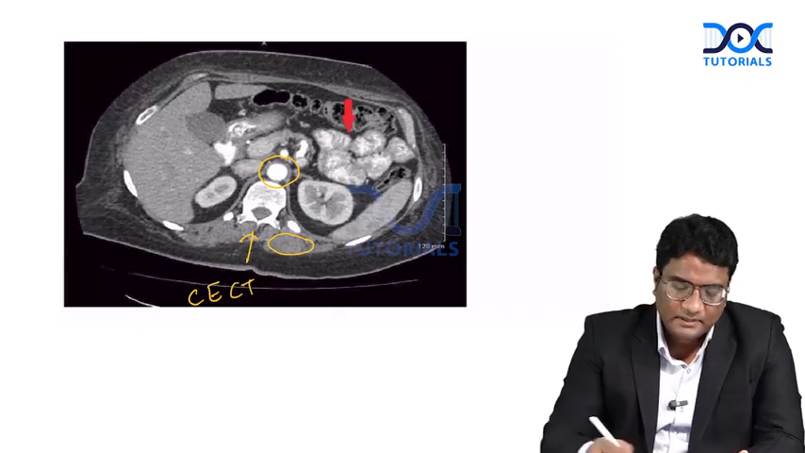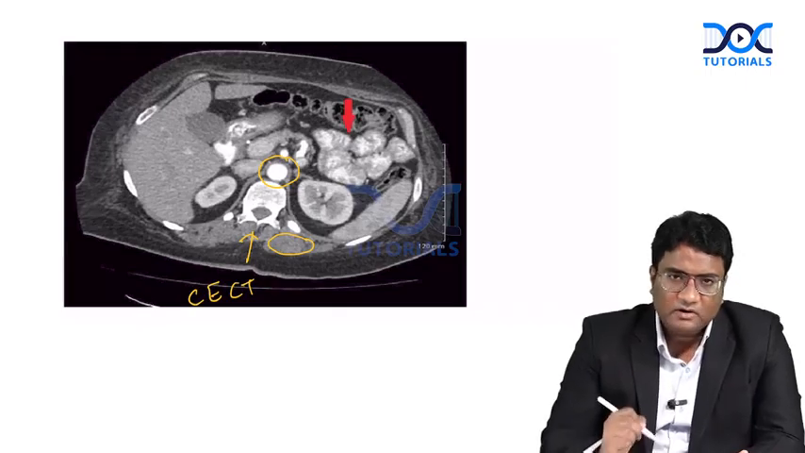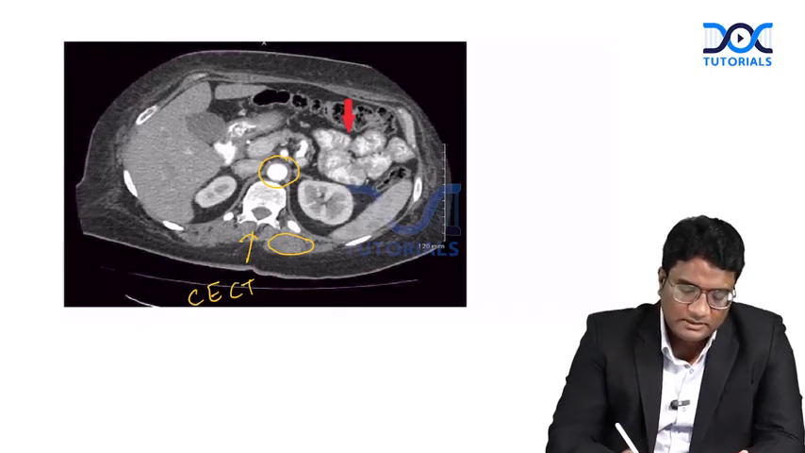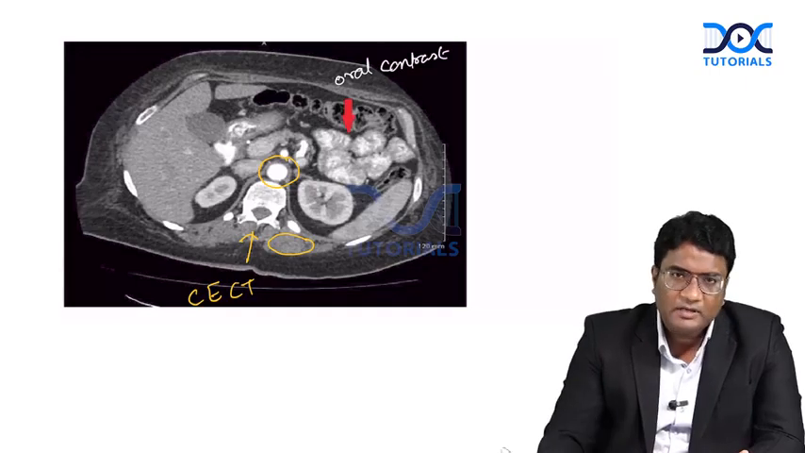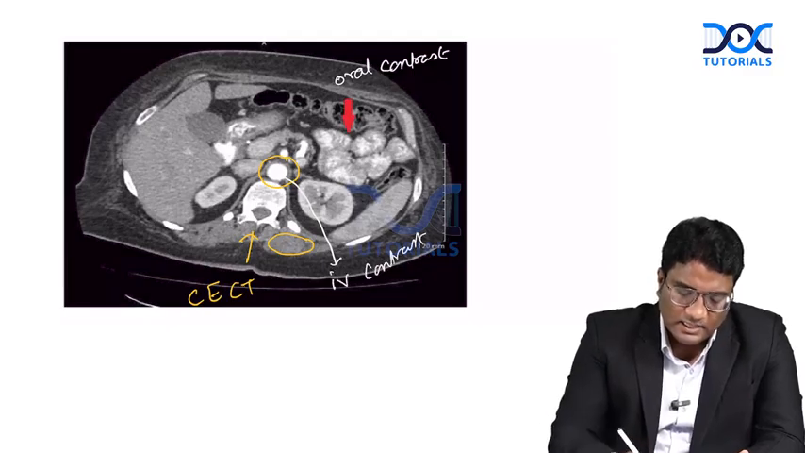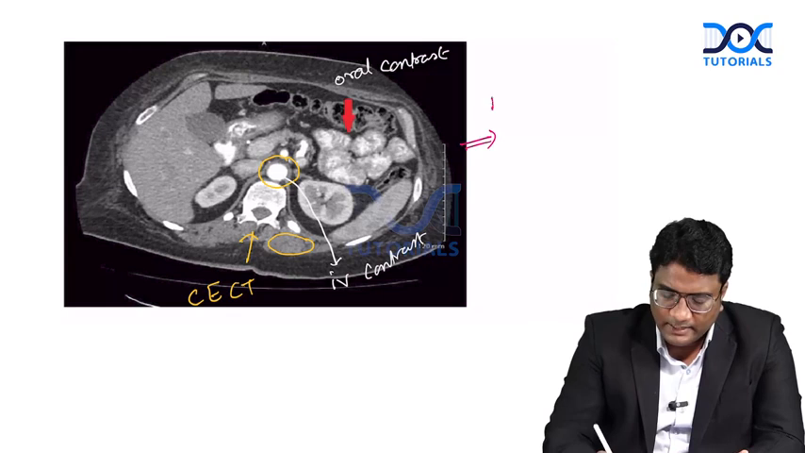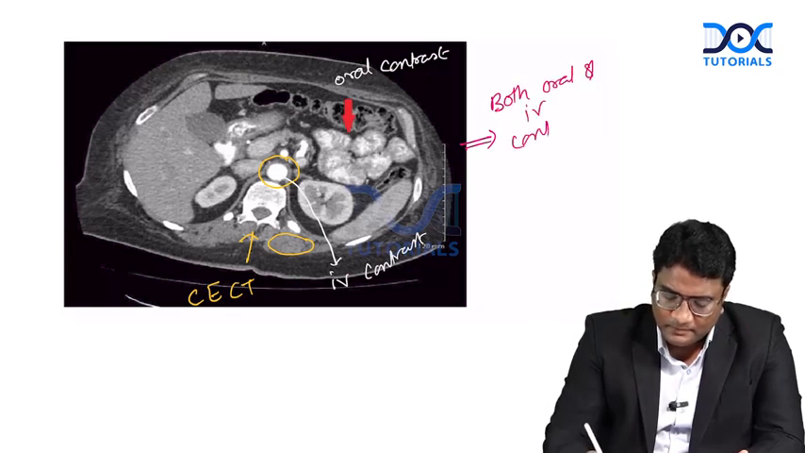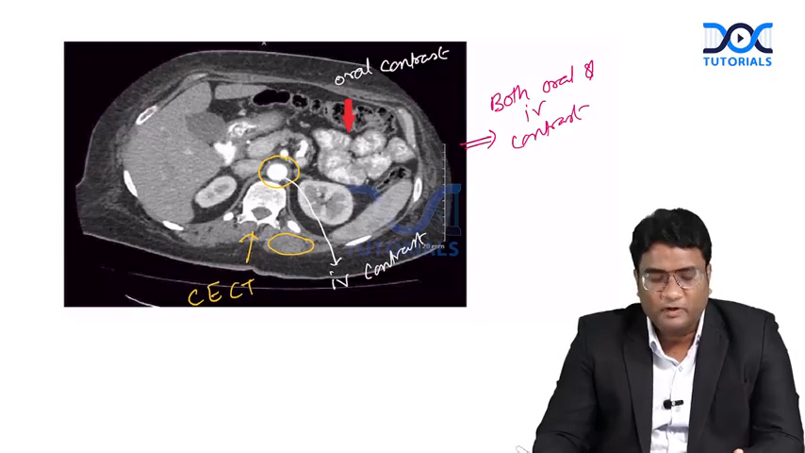Then if you see the contrast inside the bowel loop, this is oral contrast that is given. If you see contrast in the blood vessels like this, IV contrast is given. So this is a case where both oral and IV contrast study has been done.